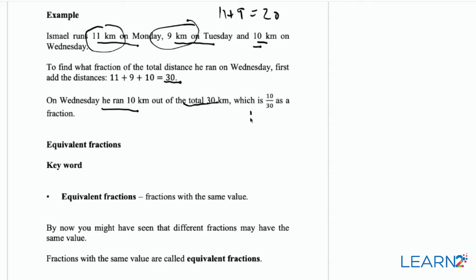Well, as a fraction, we can say it's 10 out of 30. And if we want to simplify this to the simplest fraction, we could simply say 10 goes into 30, 1 over 3. So 1/3 is the amount that has been run on the Wednesday.